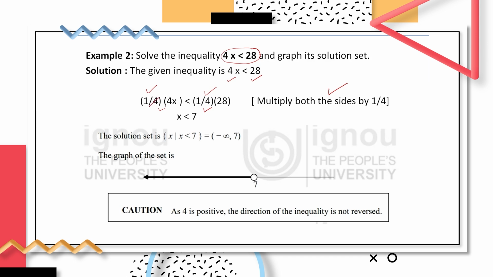So 4 and 4 cancel out. So on the left hand side you are remaining with x, and 4 sevens are 28, so on the right hand side you are getting the value 7. So the solution set you can express as all values of x such that x values are less than 7. Mind it, that means all the values less than 7, from minus infinity to 7, but 7 is not included. That's why we are having a hollow circle over here.